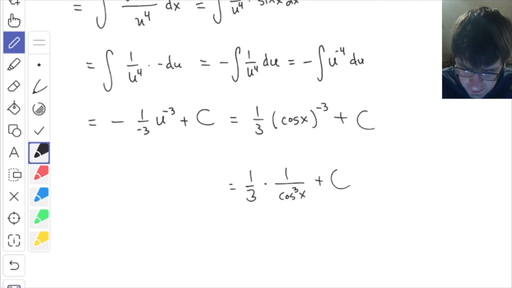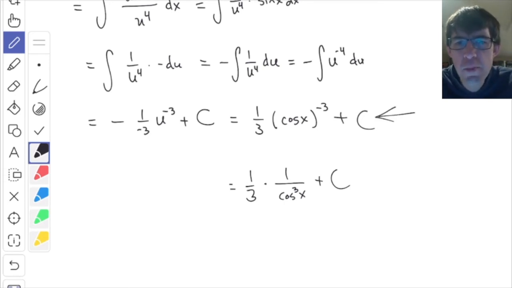I find it easier to just leave it like this. Although, depending on your upbringing, I know some people have some sort of biological compulsion to simplify things in certain ways. And if you want to do that, that's totally fine with me. I sort of leave it as it lies.